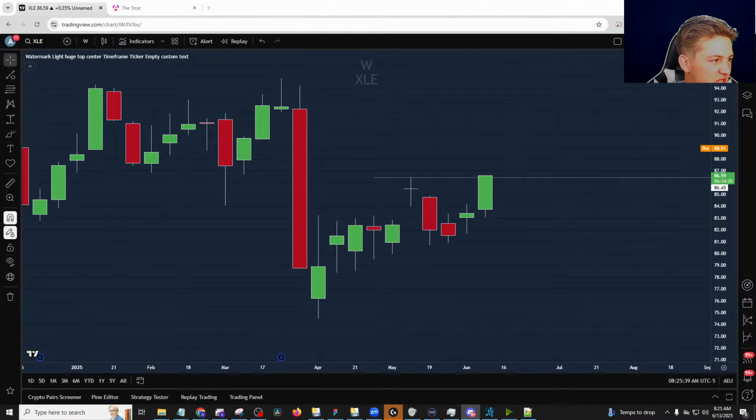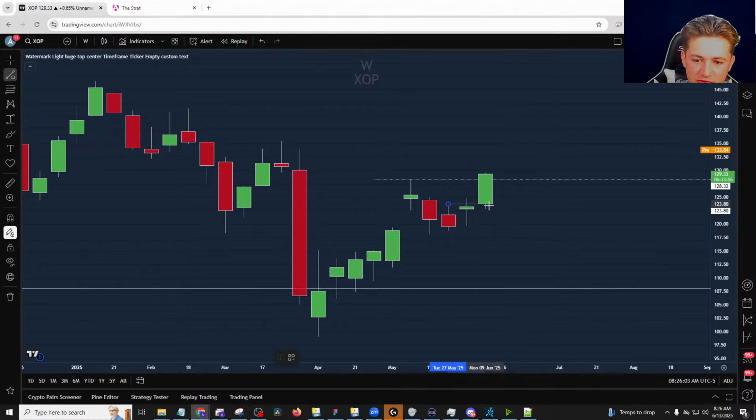We also had energy numbers come out the next day, but you'll see how XLE took last week's highs last week. That was what we call 2-1-2 reversal. So you'll see it went from making lower highs and lower lows to making higher highs and higher lows. So that's what a reversal looks like. So XLE reversed.